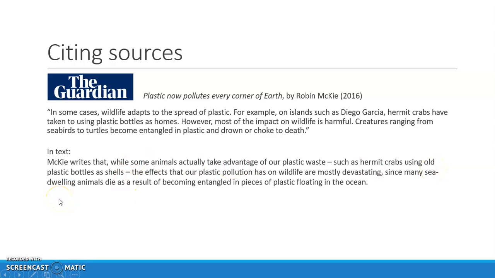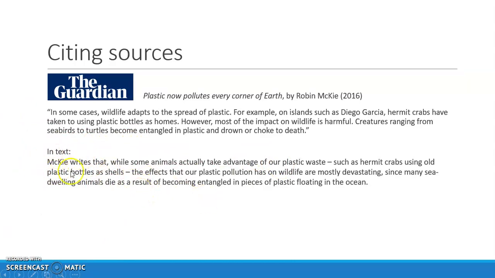McKee writes that while some animals actually take advantage of our plastic waste, such as hermit crabs using old plastic bottles as shells, the effects that our plastic pollution has on wildlife are mostly devastating, since many sea-dwelling animals die as a result of becoming entangled in pieces of plastic floating in the ocean. Now, of course, this is just one example of how this could be paraphrased, and the important part of this lesson is the reference. McKee writes. That's how we begin this, and then the paraphrasing comes.